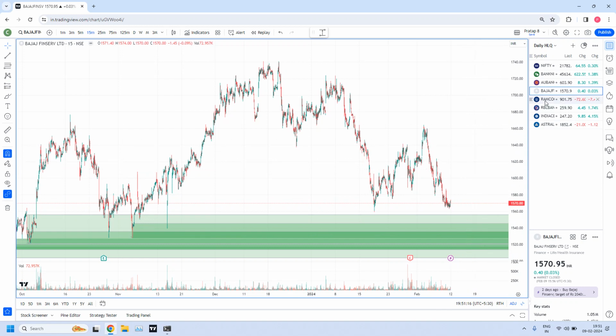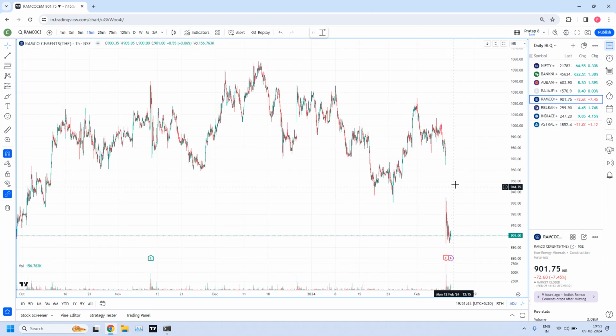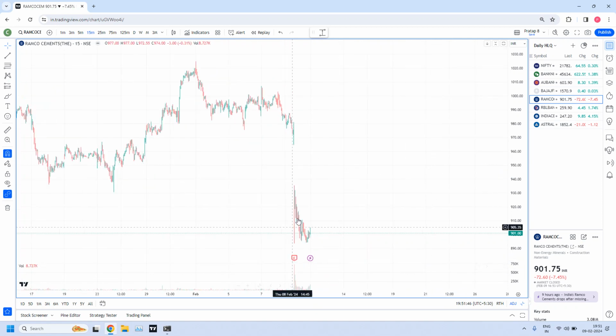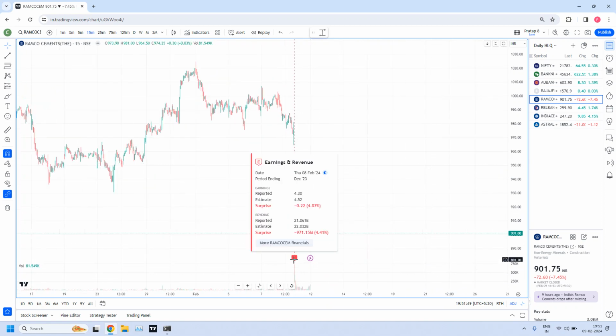Next one is Ramco Cement. This is the one where we got the trade and stopped out. But I am sure none of you would have placed an order in this Ramco. The reason is, just during the first second of the 5 minutes, the prices were stopped out. That means before you place the order, the prices went down. I think Ramco Cement is having results today. That could be one reason why the prices moved down.